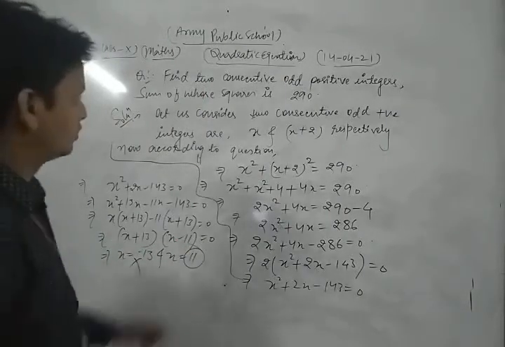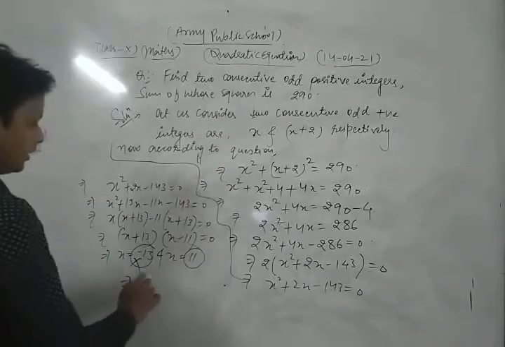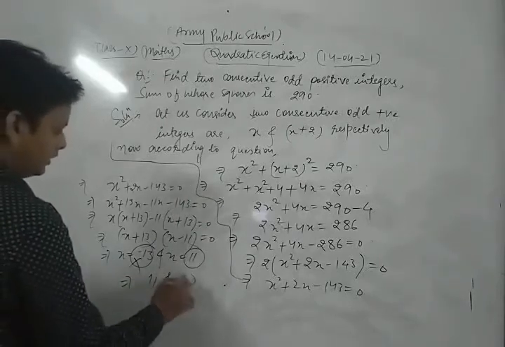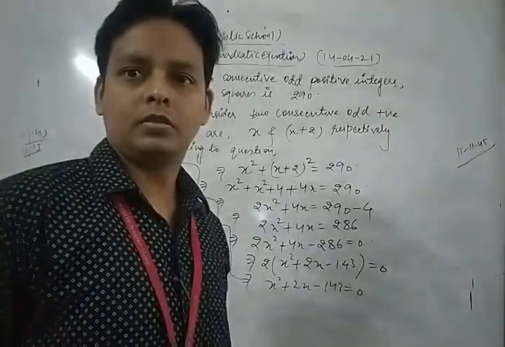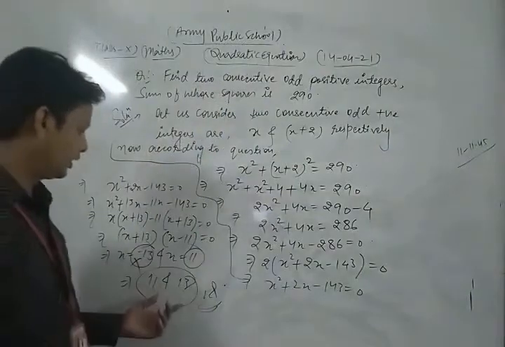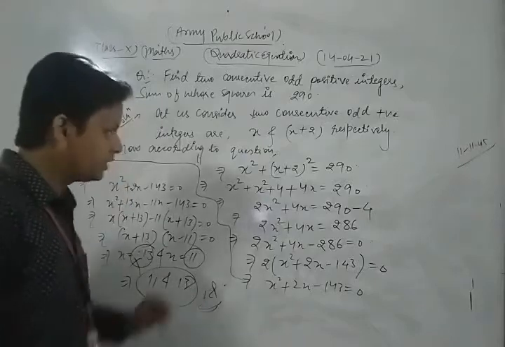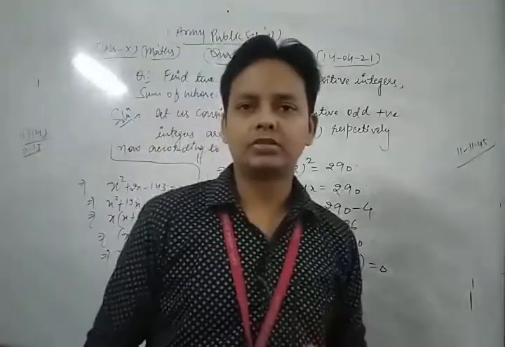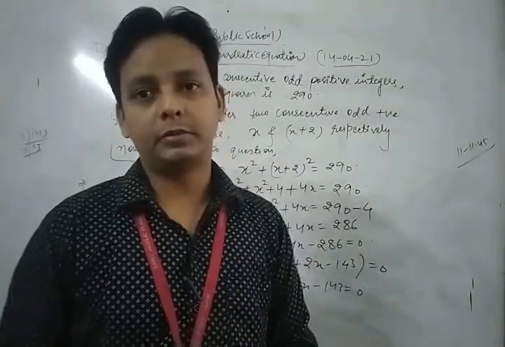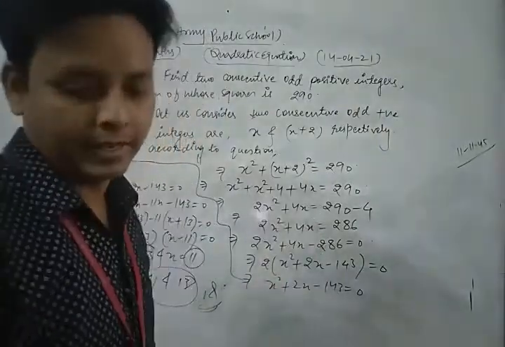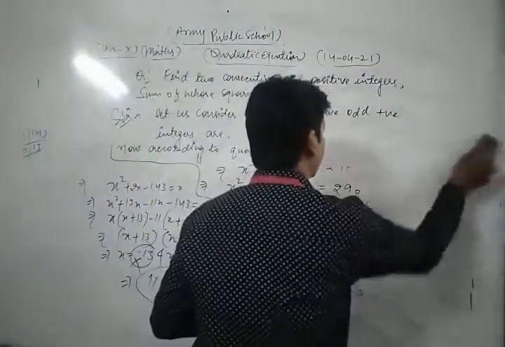Because we need the odd positive integer, we don't take minus 13. The required solution is 11 and 13. This is the required solution of the given question. Now clear everyone, dear students? In this way you can solve each and every question of your syllabus based on this topic. Now we take and solve some other important question based on quadratic equation.